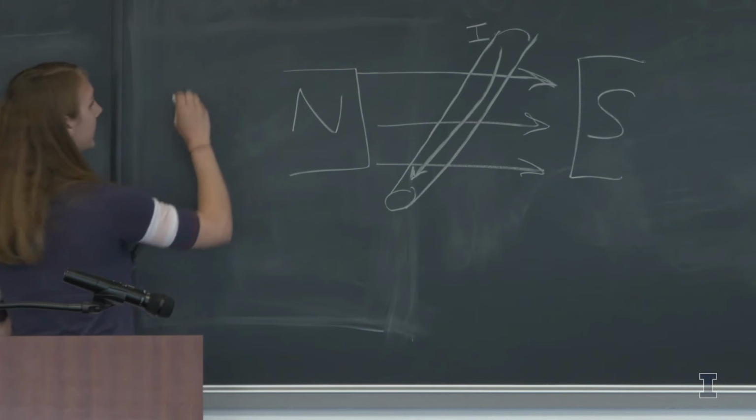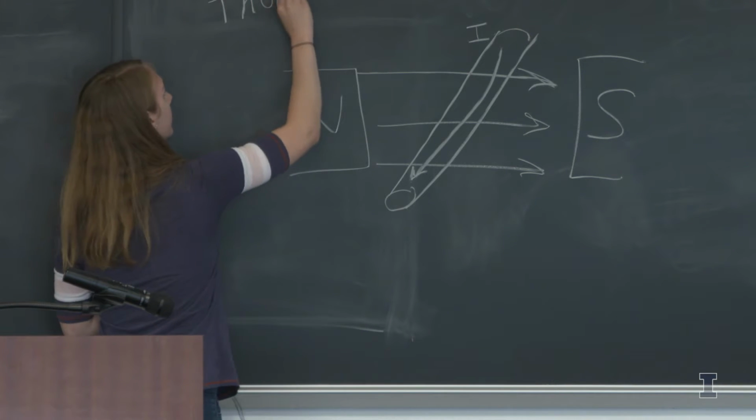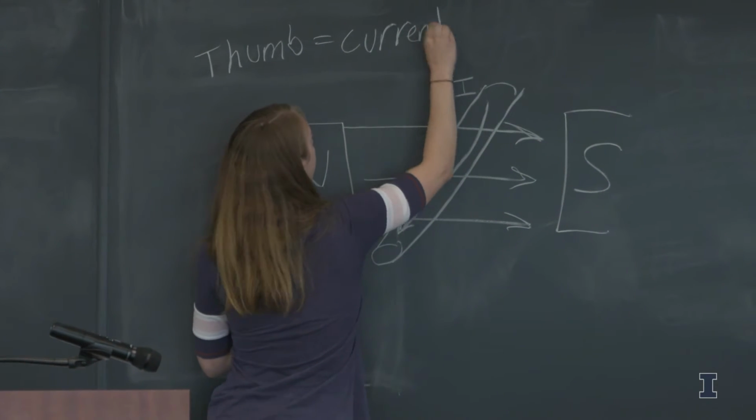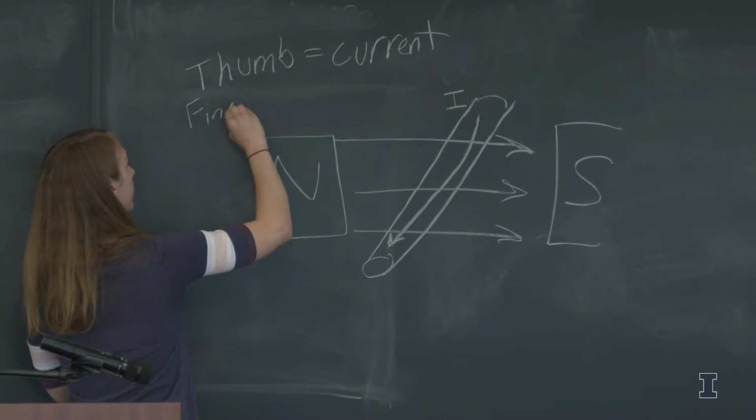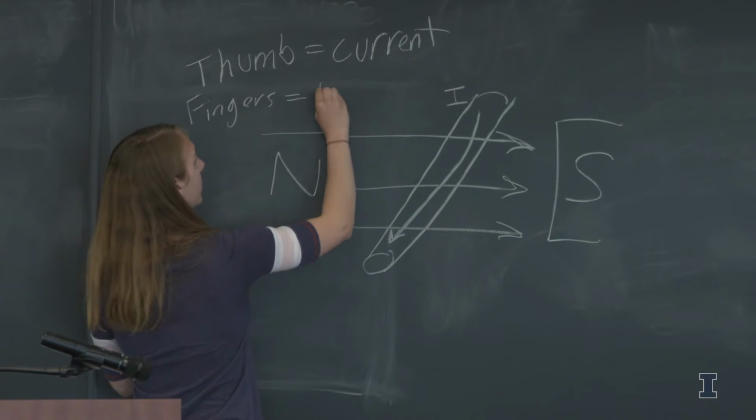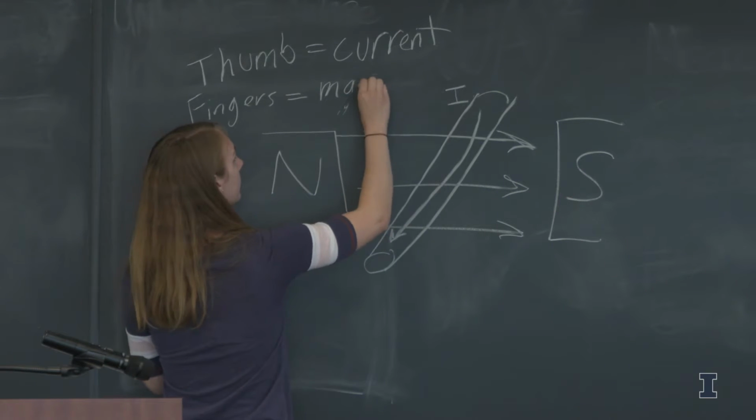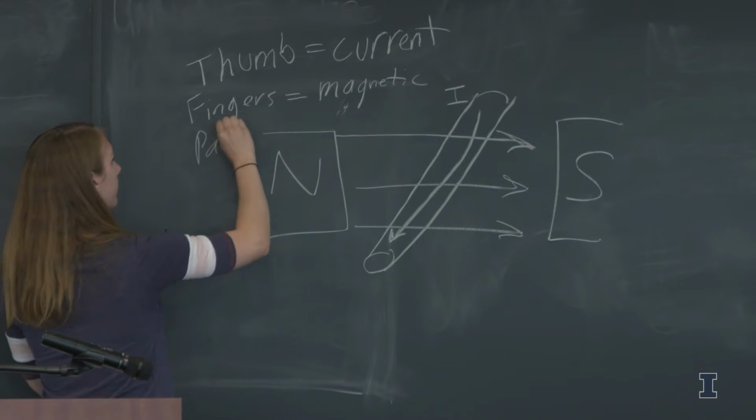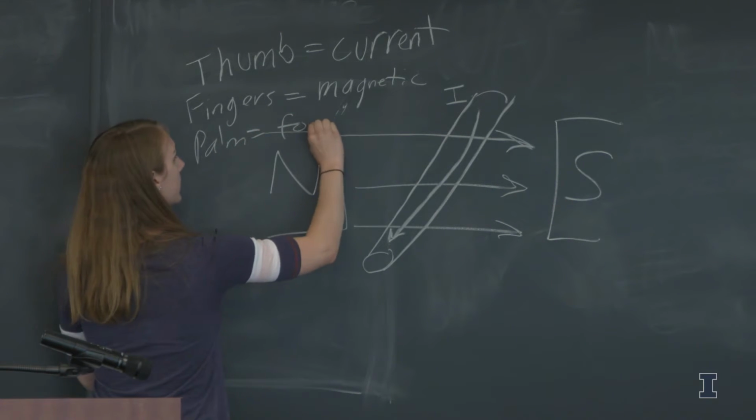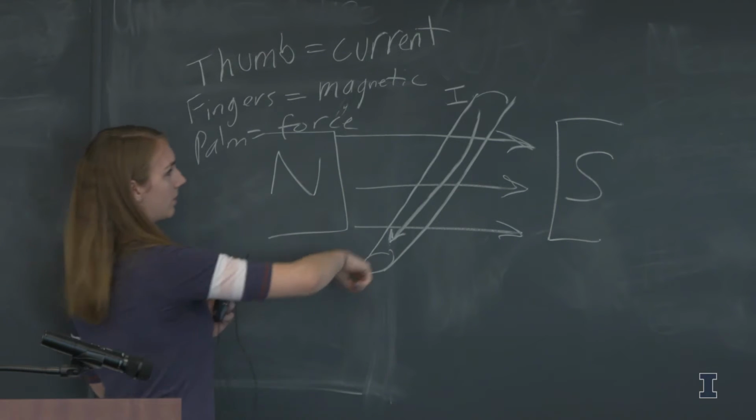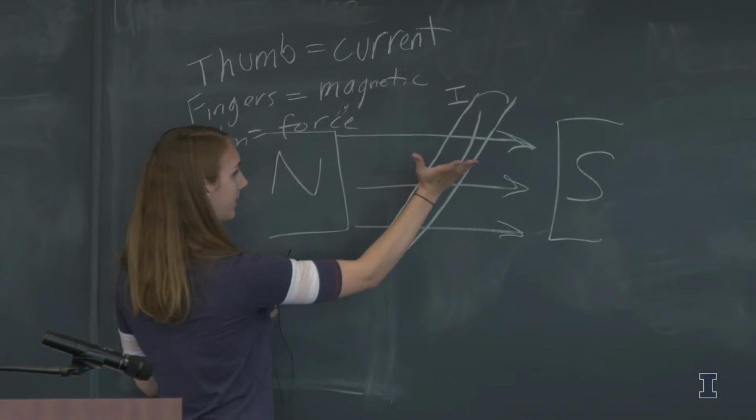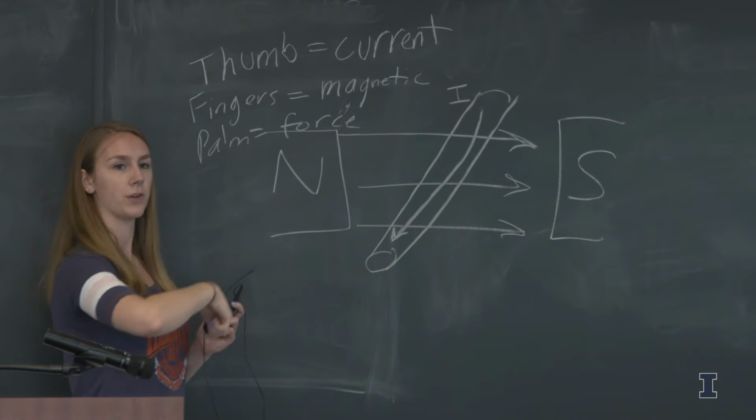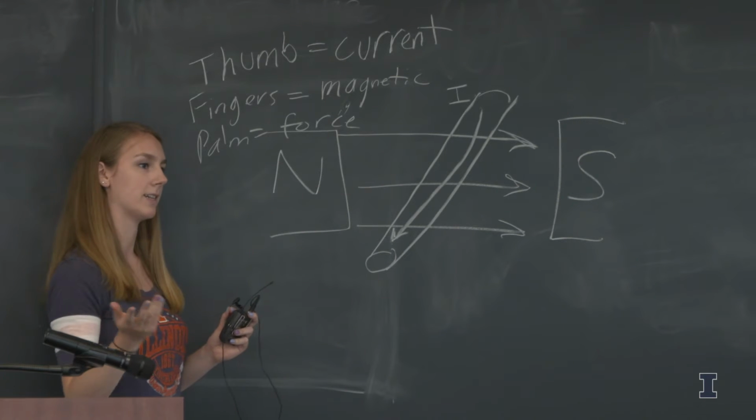So your thumb is current, fingers are the magnetic fields, and then your palm is the force. So when you have a wire running through here, and you have a current going through the wire, you'll notice it is going to be pushed upwards. If there's no current flowing through the wire, it's just going to be stationary. Nothing's going to interact at all.